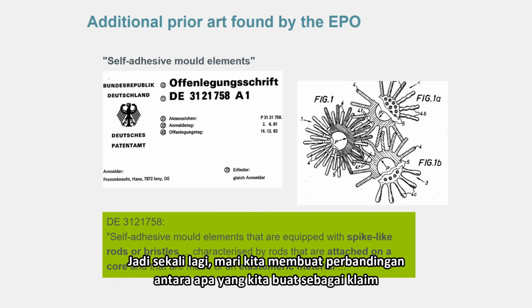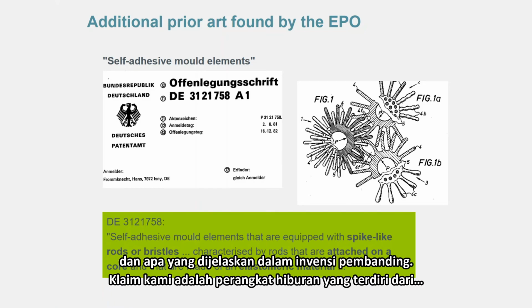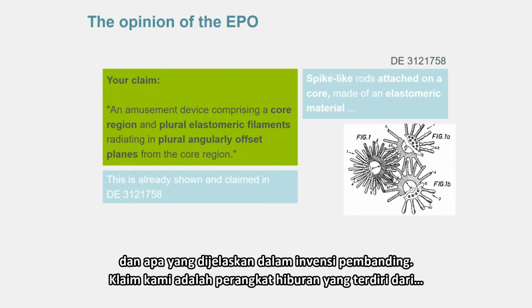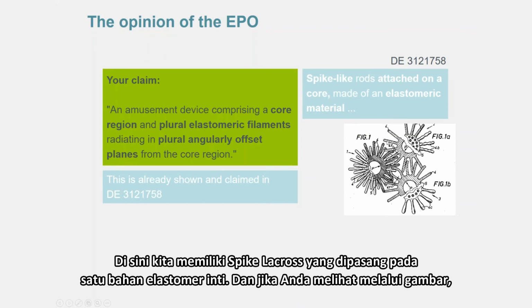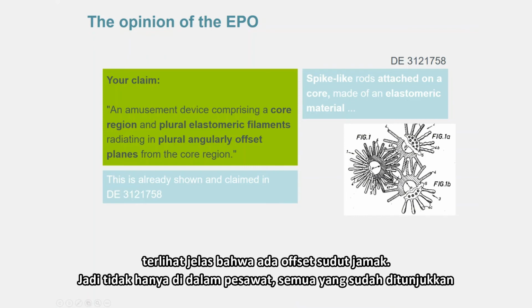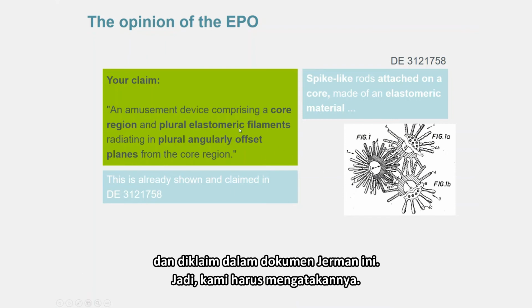So again, let's make a comparison between what we made as claim and what was described in the state of the art. Our claim was an amusement device comprising a core region and plural elastomeric filaments radiating in plural angularly offset planes from the core region. Here we have spike-like rods attached on a core made of an elastomeric material. And if you look through the figures, it is clear that they are in plural angularly offset planes. So they are not just in a plane. All that is already shown and claimed in these German documents.